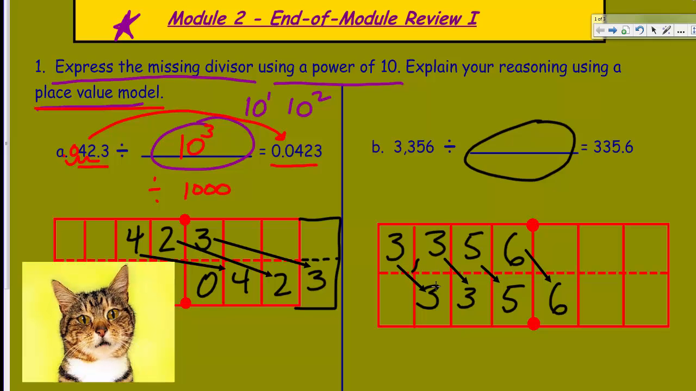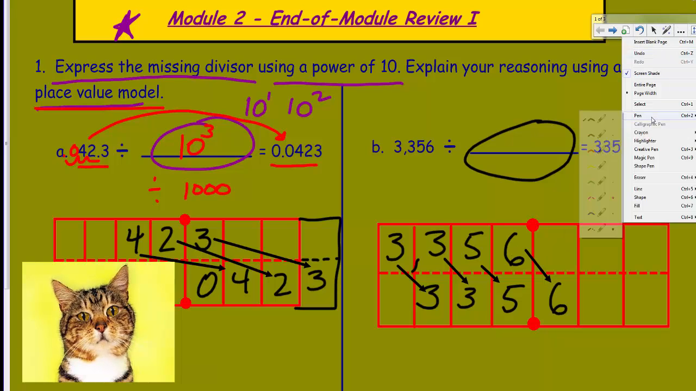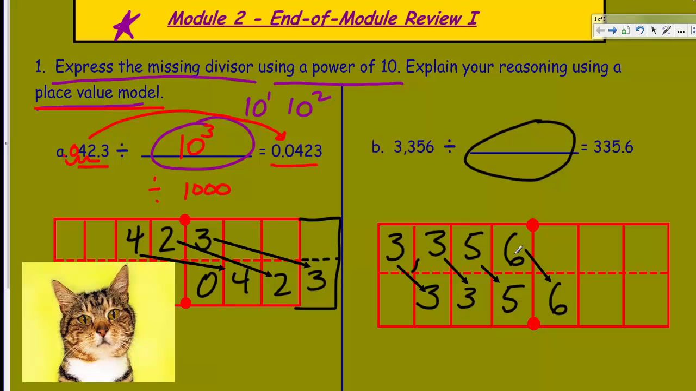Where do the digits move to? The digits shifted again 1 time to the right. But in this case, you can see it's only 1 time. If you look at this carefully, you can see that. The 6 is moved from the 1s to the 10ths. The 5's moved from the 10s to the 1s. So all the digits have shifted 1 time to the right. Therefore, you could say that it's being divided by 10.